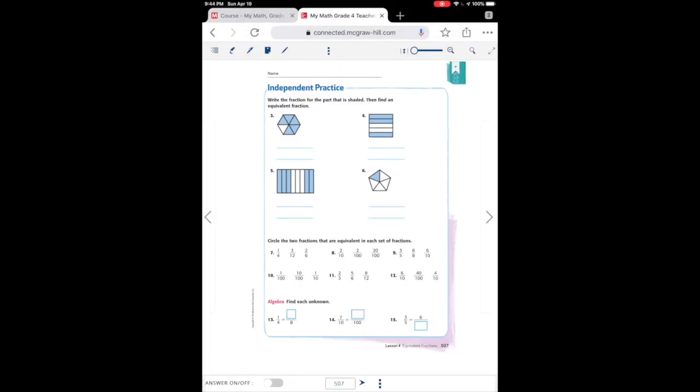All right, I figured out why the screen was small, but I fixed it so you could see it again. I'm going to turn my pen on. Let's write in green. That'll be fun.